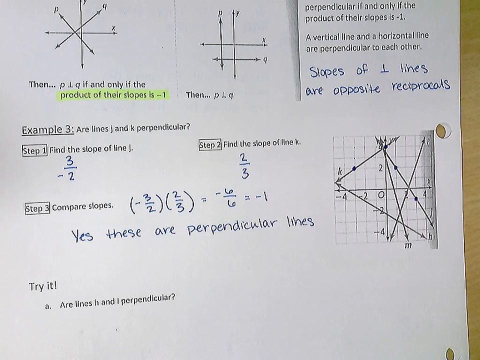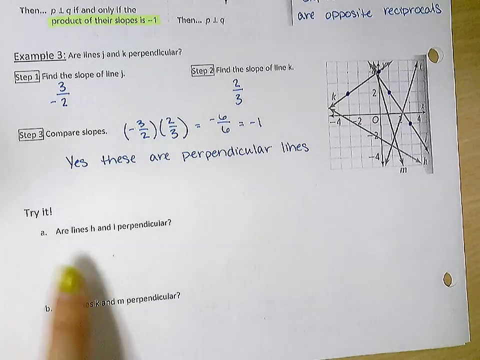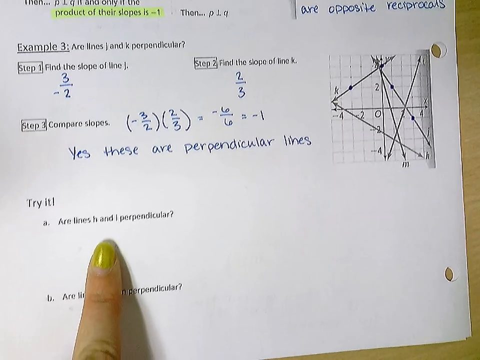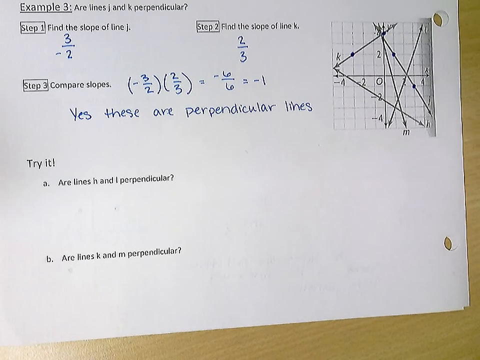Okay, questions? All right, next one is try it. So you have letter A and B. You have to see if lines H and L are perpendicular and if lines K and M are perpendicular. Keep in mind you already found what the slope of K is. So you have two problems there. See if those two lines are perpendicular.